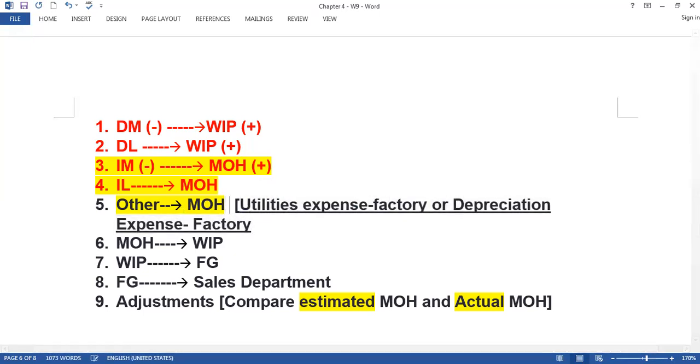So MOH increases. Again, MOH increases. If you pay utilities expense in cash, credit. If you did not pay utilities expense in cash, you have to record payable, credit. But for depreciation it is different. I am going to show you.